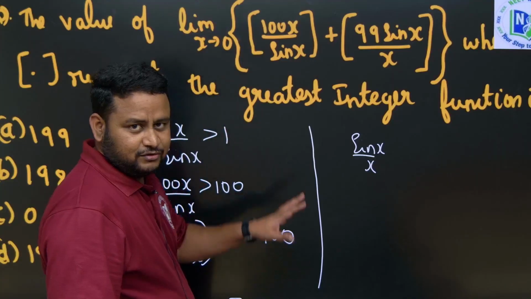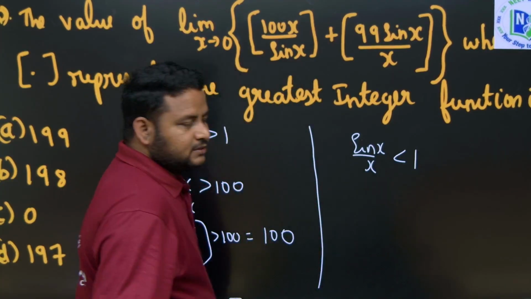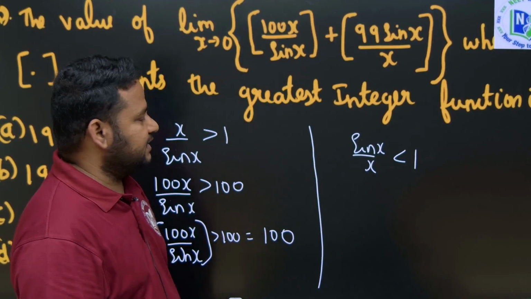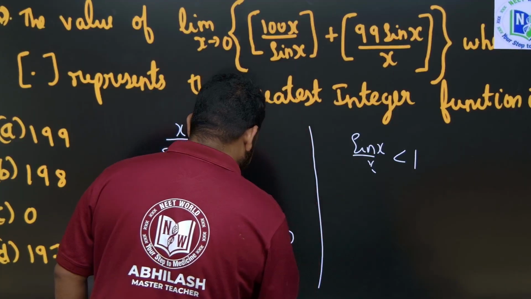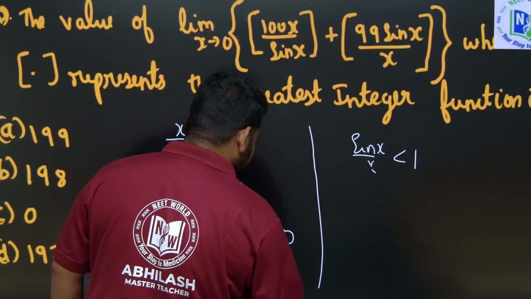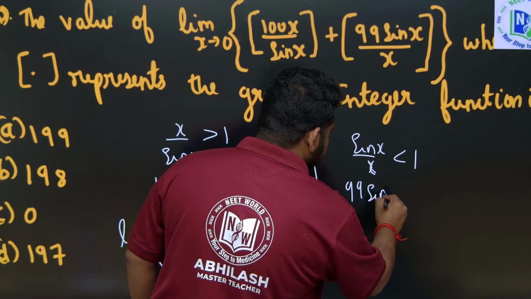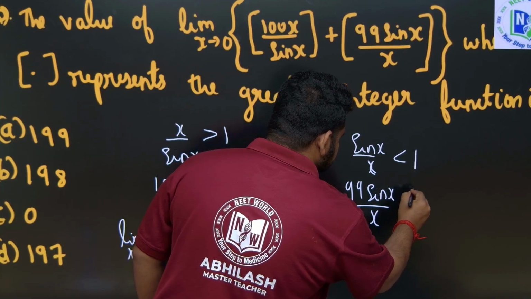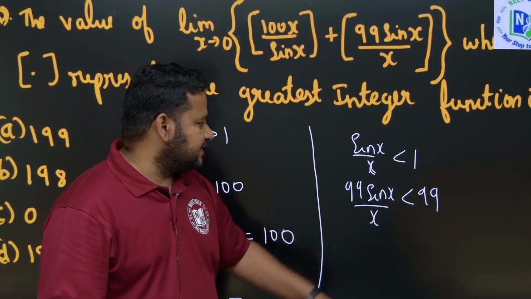This value, I told you in the previous slide, is less than 1. They have given 99 sin x, so let us multiply by 99. This will be 99 sin x by x. You have to multiply by 99 here also. This will be less than 99.